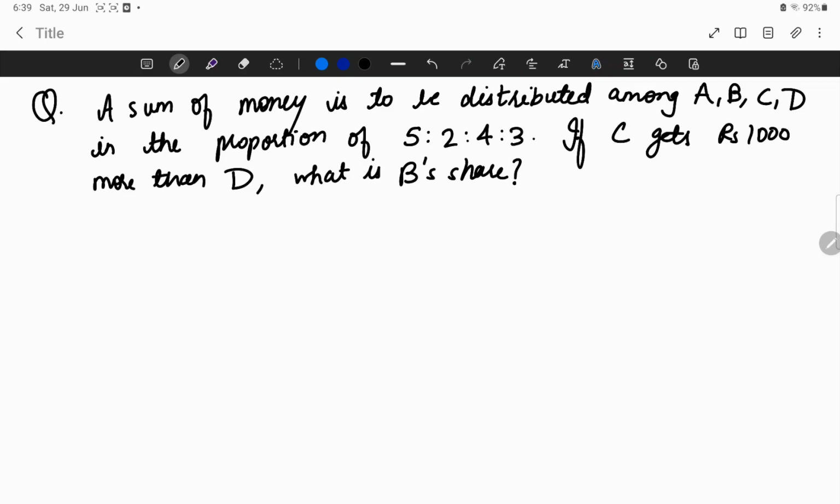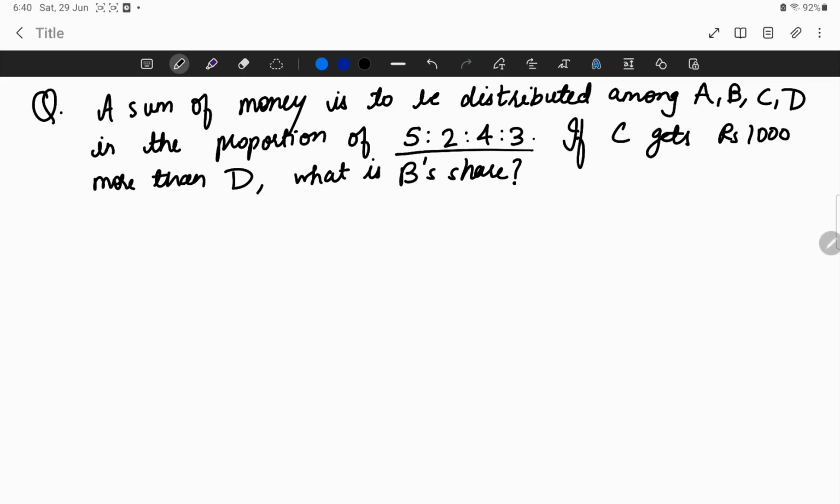So let's move on to the question now. A sum of money is to be distributed among A, B, C and D in the proportion of 5 is to 2 is to 4 is to 3. Now if C gets 1000 rupees more than D, what is B's share?